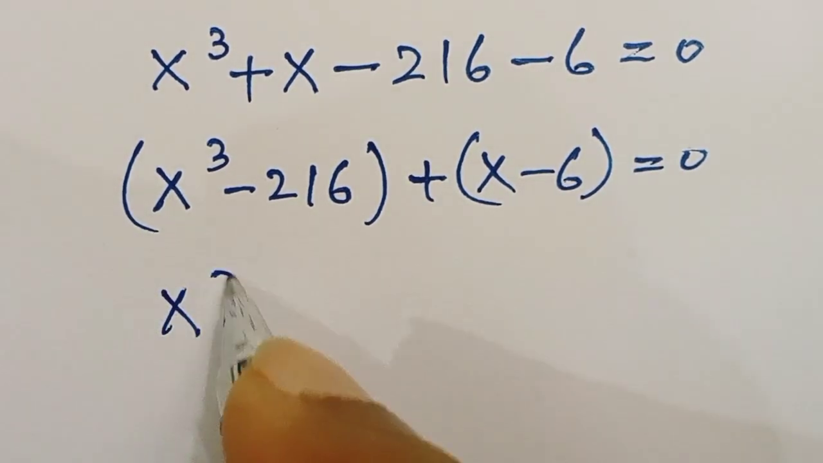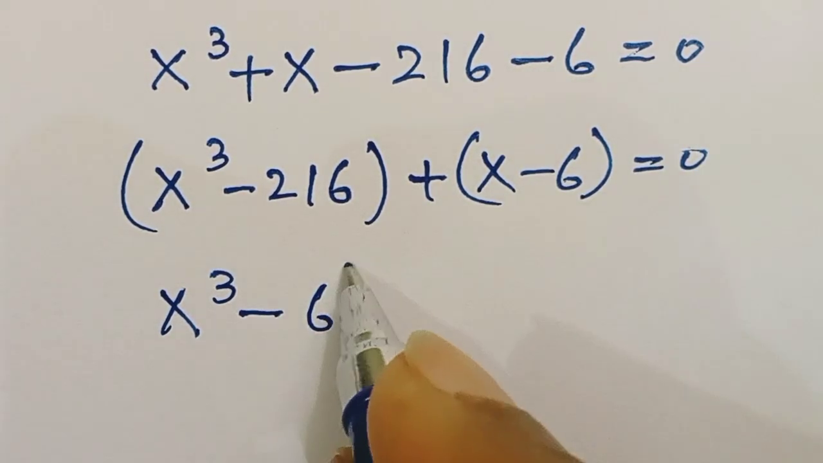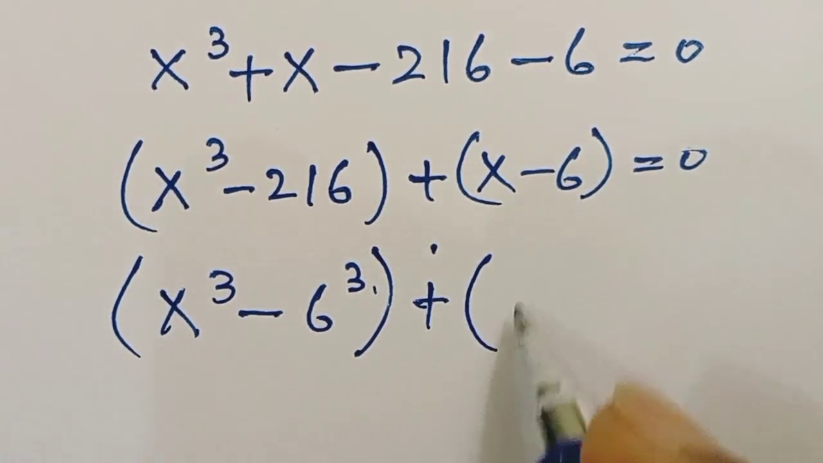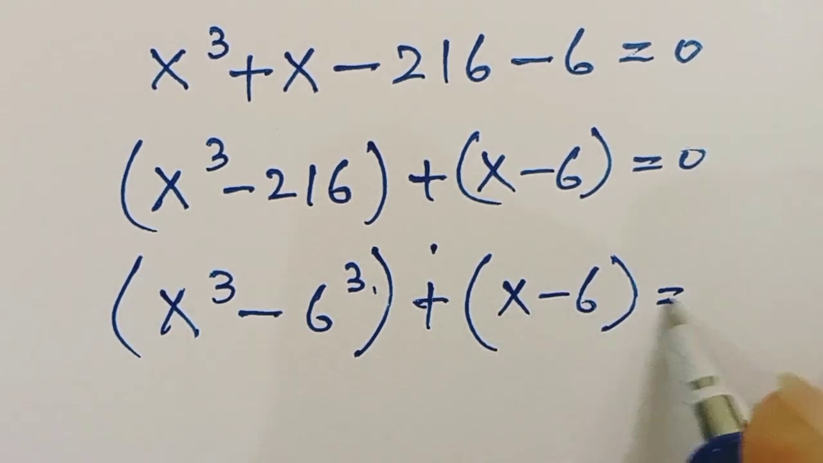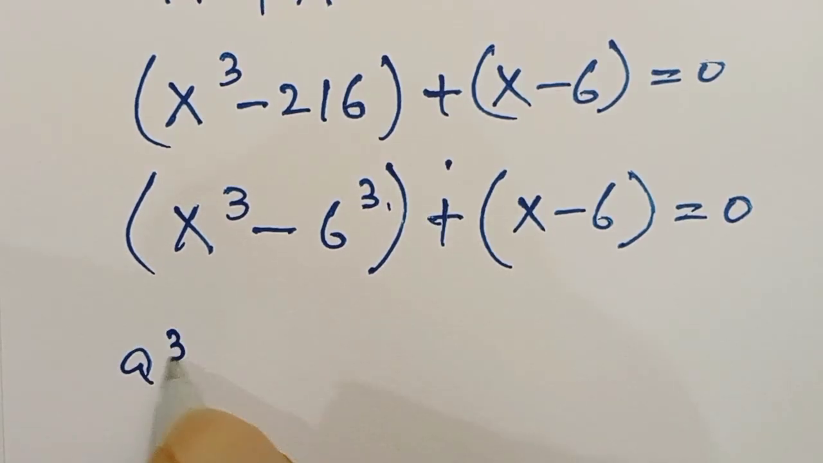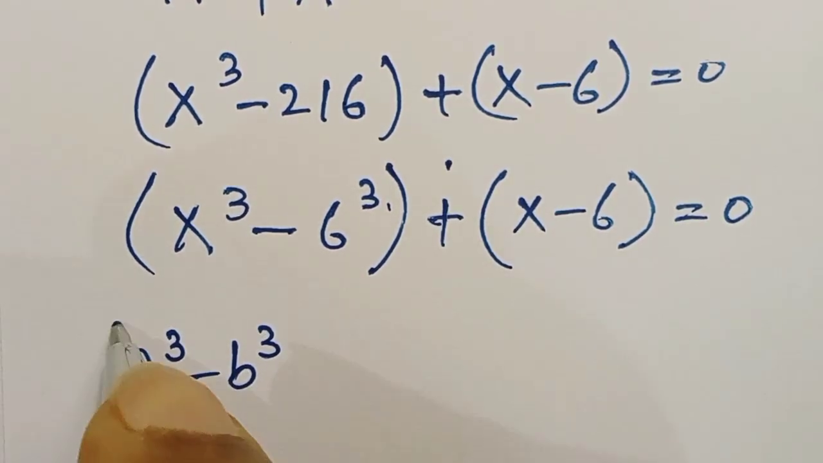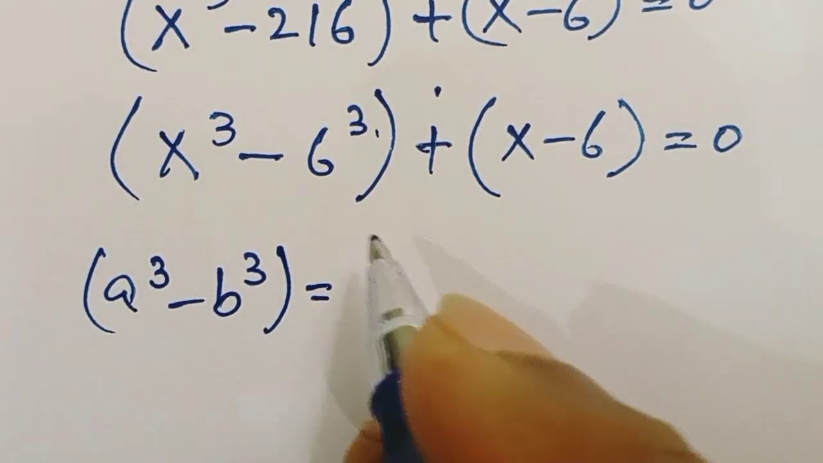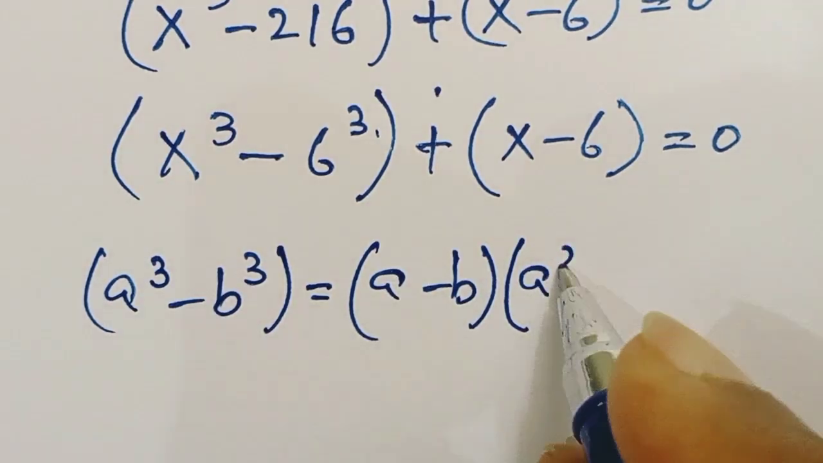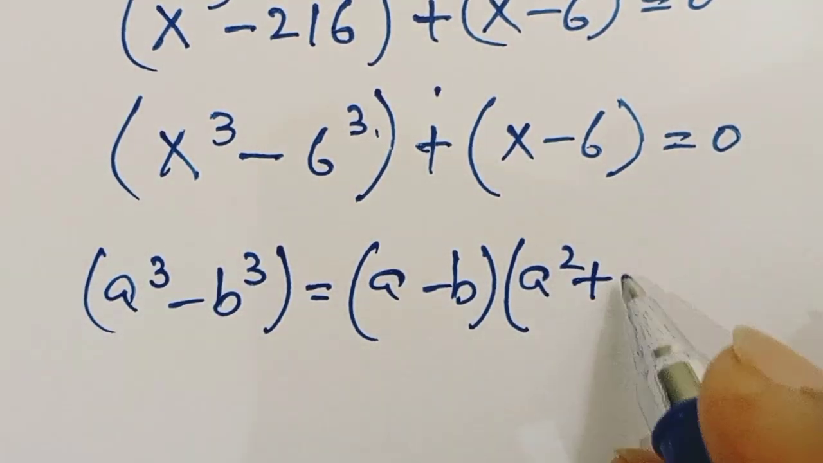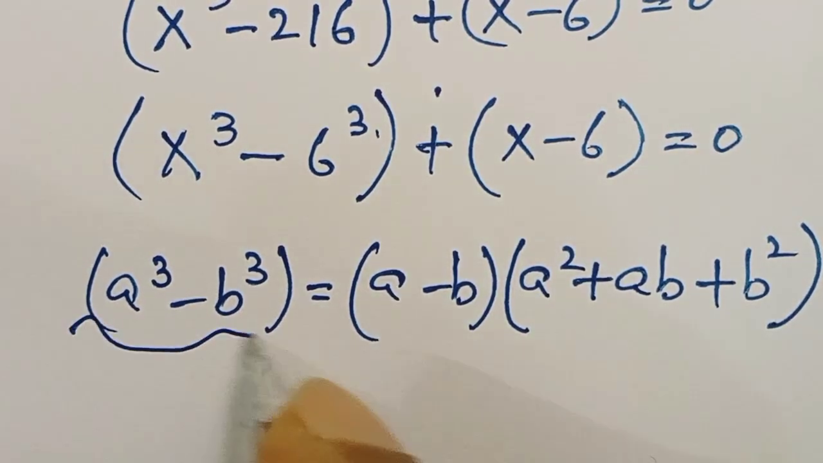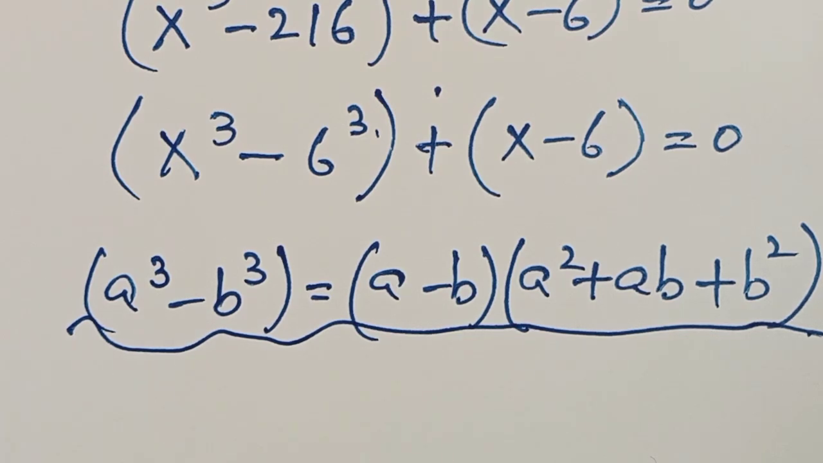So x cube minus 216, it will become x cube minus 6 cube, plus x minus 6 is equal to 0. So here is the formula: a cube minus b cube is equal to a minus b, a square plus ab plus b square. Here is the formula. We will use this formula here.